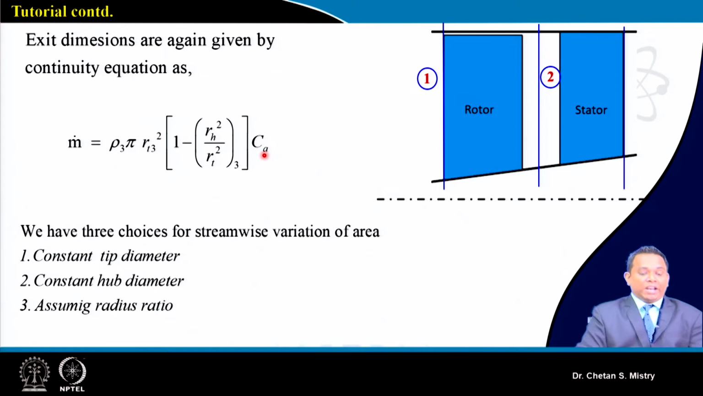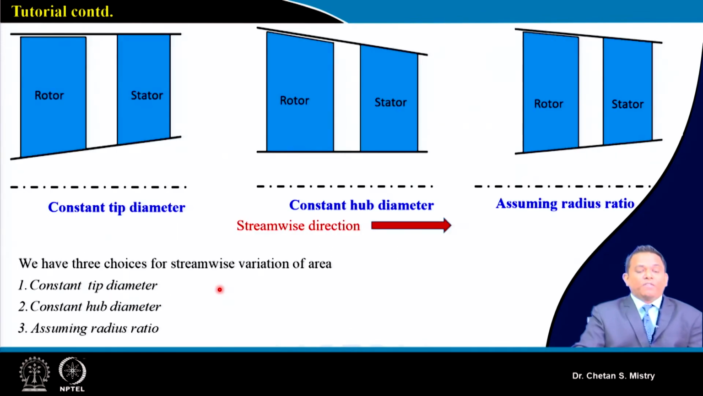So there are three different possibilities. One is a constant tip diameter configuration, another is a constant hub diameter configuration, and the third is that we can assume some radius ratio at the exit. Based on the kind of design we are looking for, we need to go with one of these configurations, so we need to be very careful in understanding this. Let's look at what we are looking for.